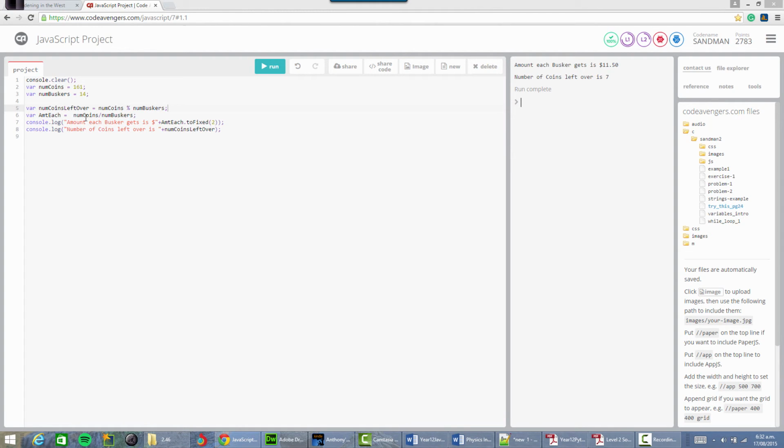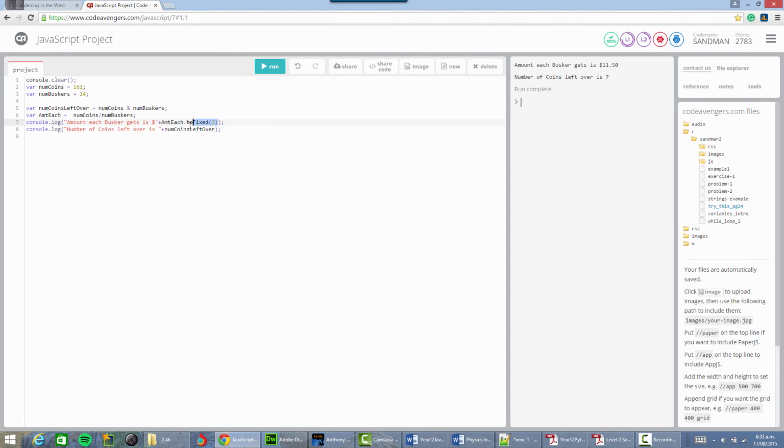Now for this next part, see if you can pick up on a possible error, which I have deliberately left in here. This is the amount each will get. This is the whole number of coins each is meant to get. I'll call that amountEach. So I've just done the normal division here: numCoins divided by numBuskers. Now I'm doing console.log on each of those things, the amount each and the number of coins left over.